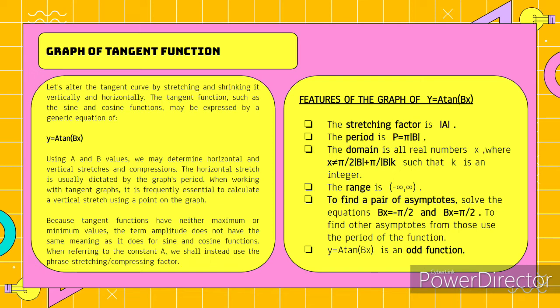Because tangent functions have neither maximum nor minimum values, the term amplitude does not have the same meaning as it does for sine and cosine functions. When referring to the constant a, we shall instead use the phrase stretching or compressing factor.